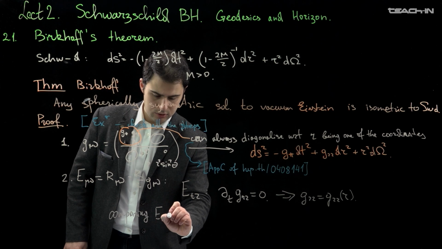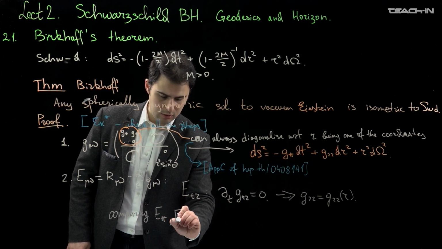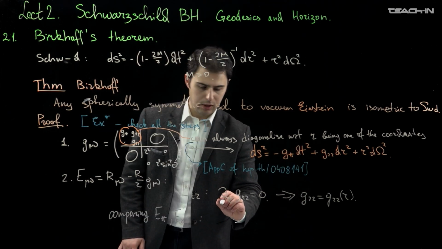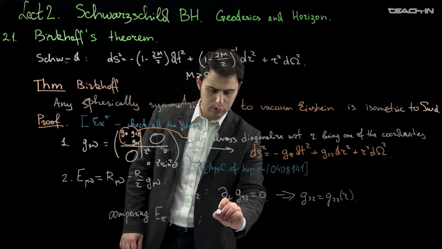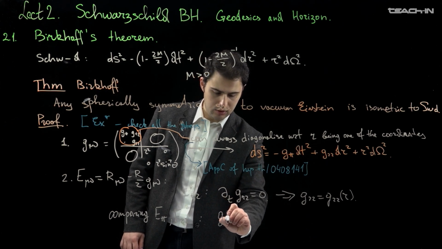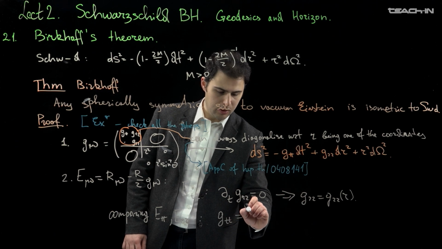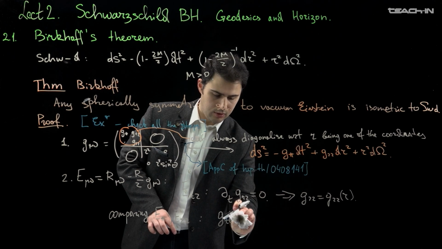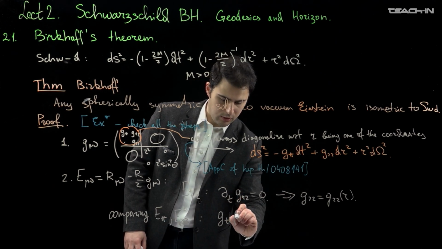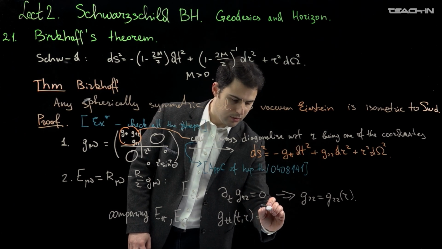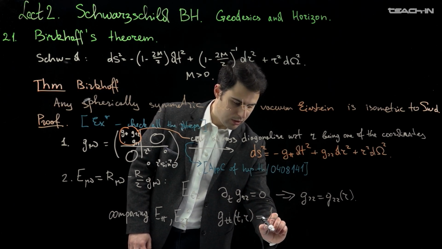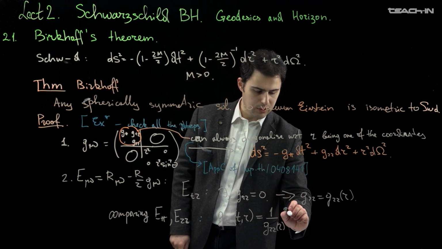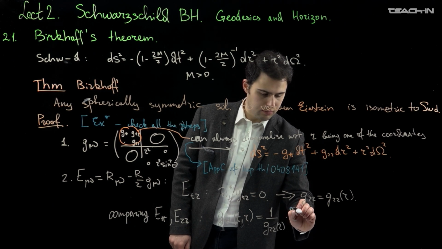Then comparing E_tt and E_rr, we find that g_tt equals 1 over g_rr times some function of time.